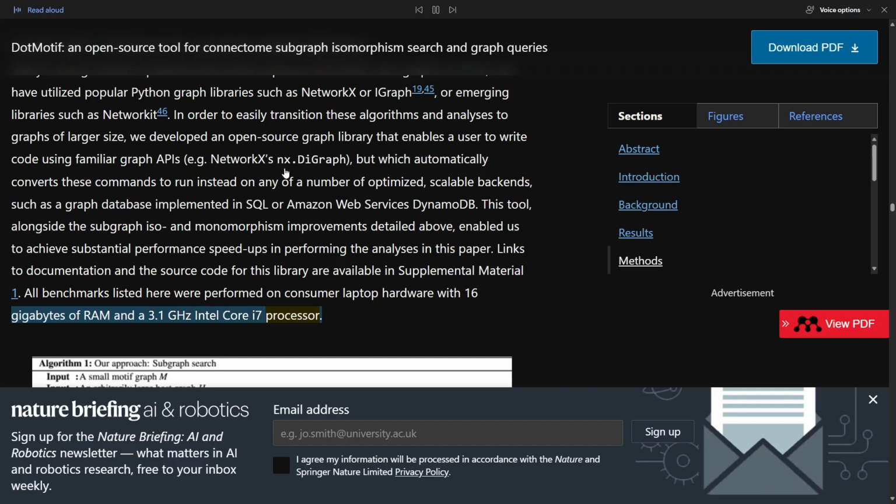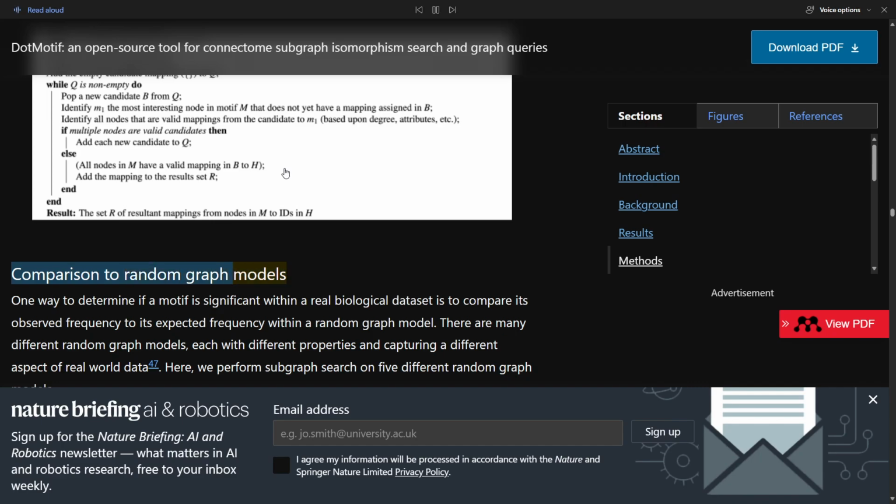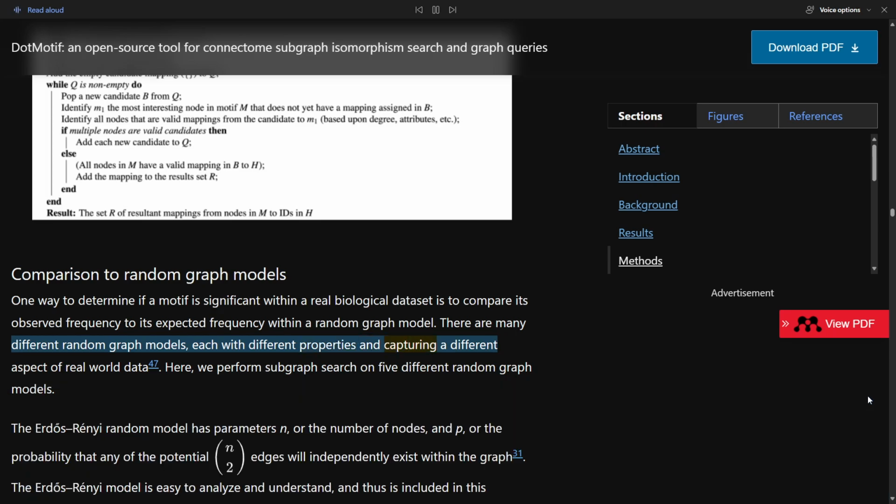Comparison to random graph models. One way to determine if a motif is significant within a real biological dataset is to compare its observed frequency to its expected frequency within a random graph model. There are many different random graph models, each with different properties and capturing a different aspect of real-world data 47. Here, we perform subgraph search on 5 different random graph models. The Erdős–Rényi random model has parameters n, or the number of nodes, and p, or the probability that any of the potential edges will independently exist within the graph 31.